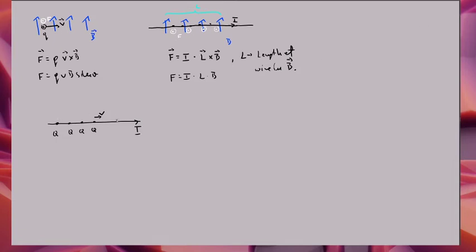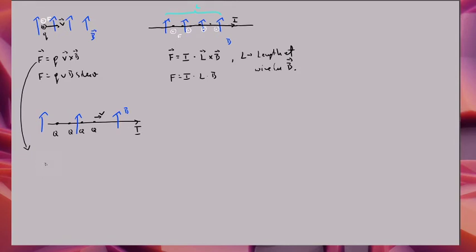So let's add the magnetic field to the picture, and do it in blue. B points up, B points up, and B points up. All right, well, let's use this equation that we have here.